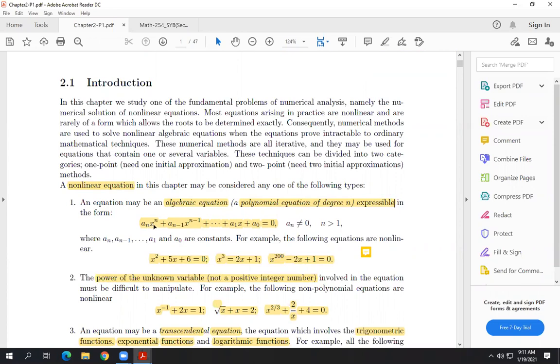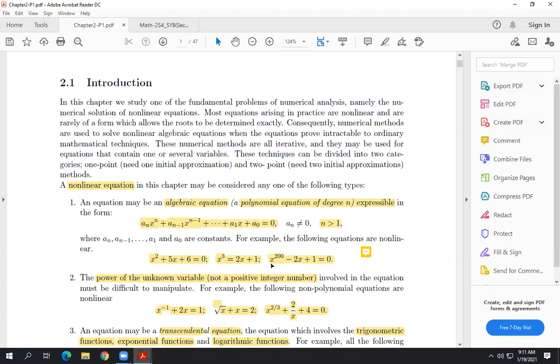A polynomial equation of degree n. This is the formula, and it is called a polynomial equation. And what is n? n gives you the degree of the equation. It means n should not be 1. It should be greater than 1, because we are talking about non-linear equations, so the degree should be more than 1. That's the thing we have here.